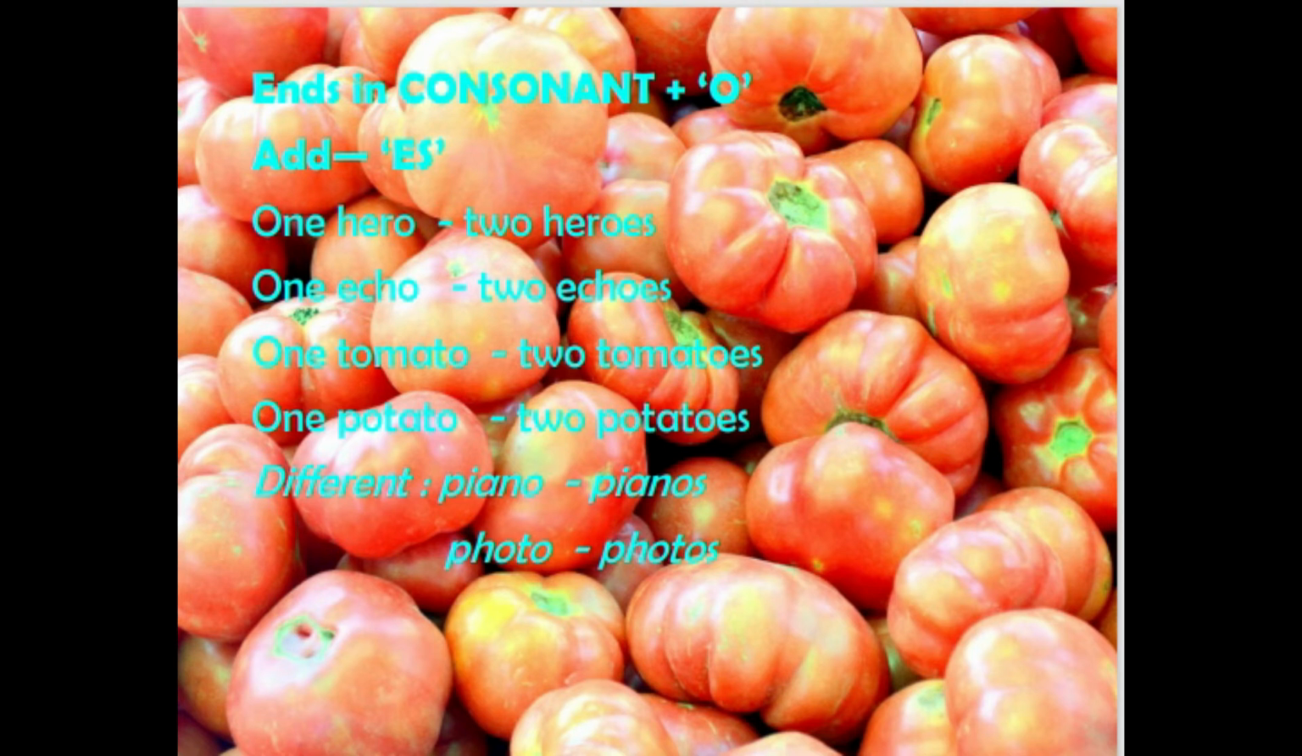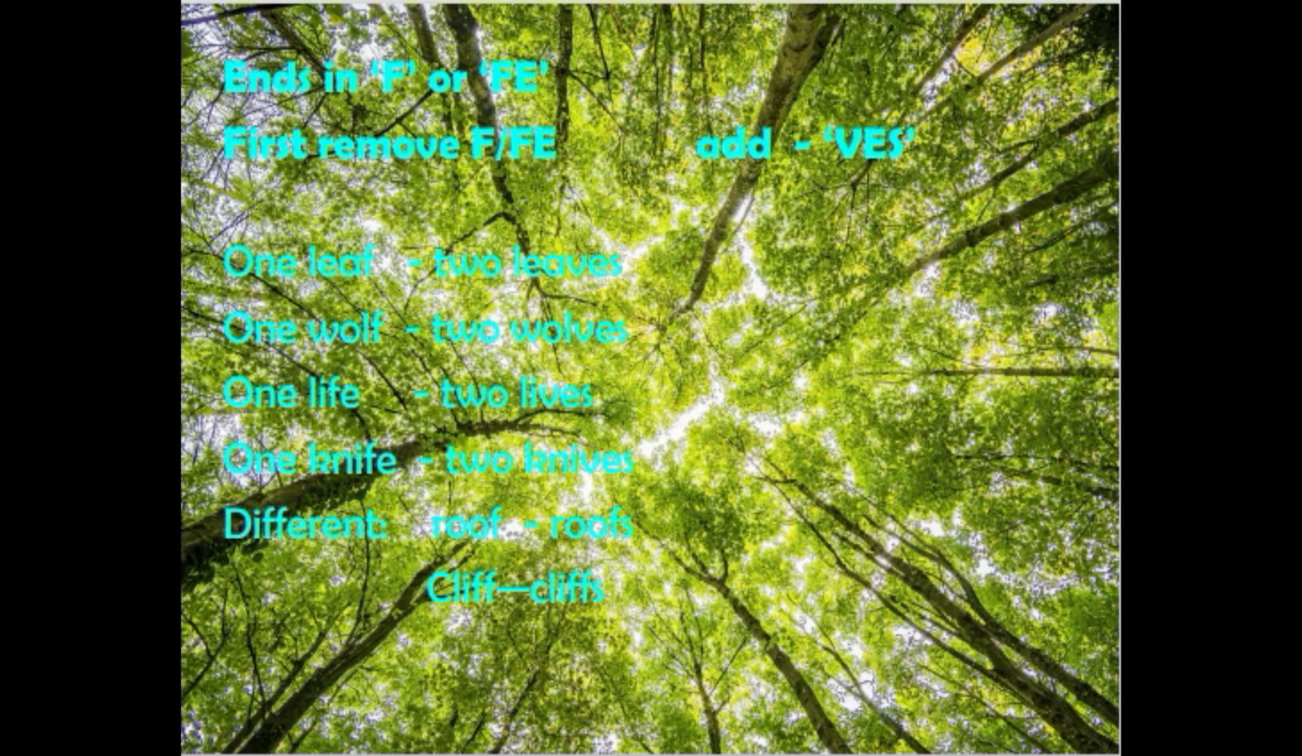Step 6. Words that end in a consonant and the letter O. To make plurals, add ES at the end of words. Ends in consonant plus O, add ES. One hero, two heroes. One echo, two echoes. One tomato, two tomatoes. One potato, two potatoes. Different: piano, pianos. Photo, photos.